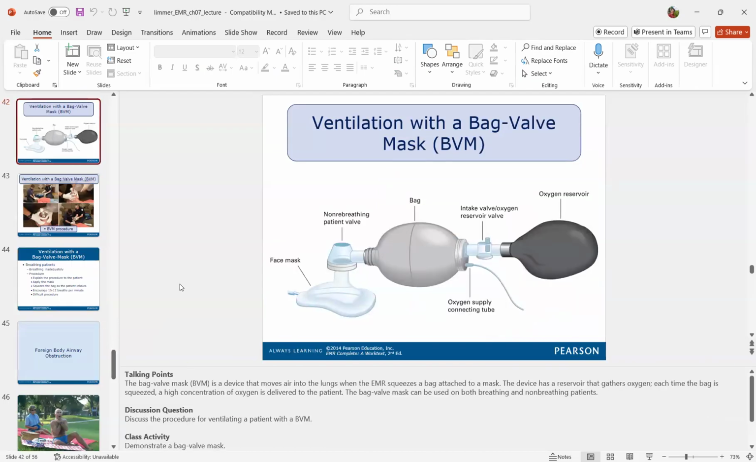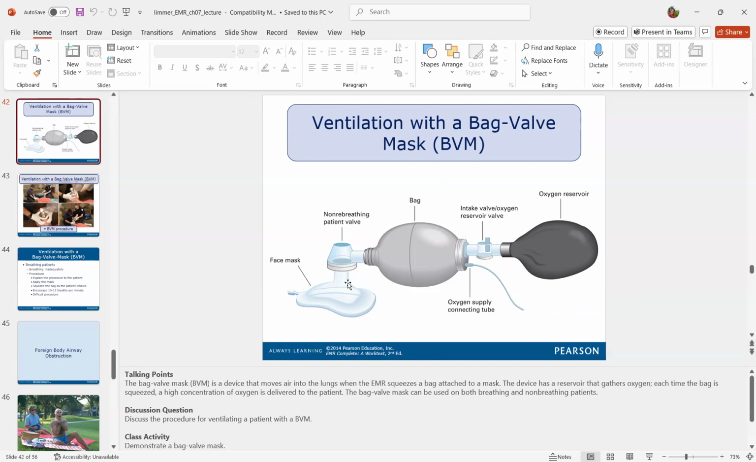Another way we can ventilate patients is using what's called a bag valve mask or a BVM. This is a device that moves air into the lungs when we squeeze this bag that's attached to a mask. The device has a reservoir that gathers oxygen. This is also plugged into oxygen. Each time the bag is squeezed, a high concentration of oxygen is delivered to our patient. The bag valve mask or BVM can be used for both breathing and non-breathing patients.